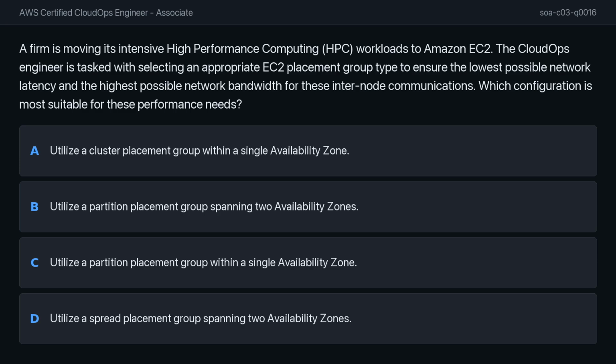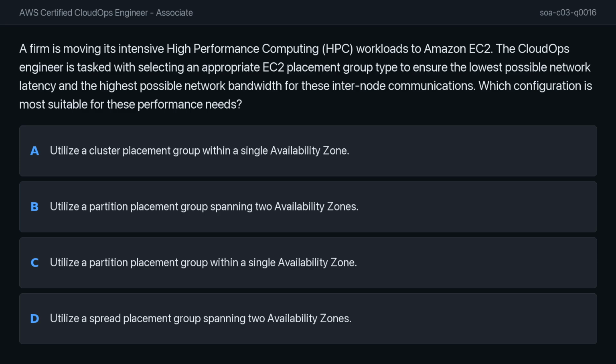Okay, the correct answer here is option A, utilize a cluster placement group within a single availability zone. Let's understand why. Cluster placement groups offer the lowest possible network latency and the highest network bandwidth for inter-node communications. In order to achieve this, we need to ensure that all the workloads are within a single availability zone.